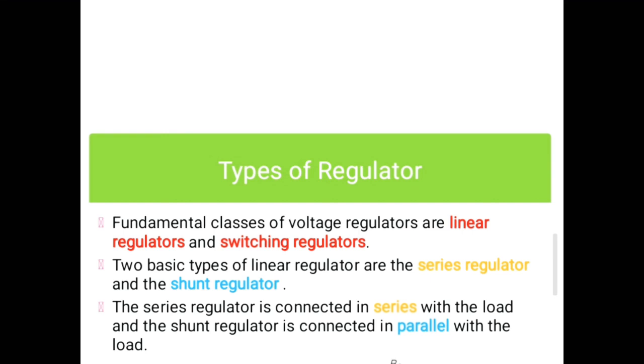So in today's lecture we learned about the regulator, what a regulator is, the purpose of a regulator, and types of regulator: switching regulator, linear regulator, regulation methods, load regulation, and line regulation.